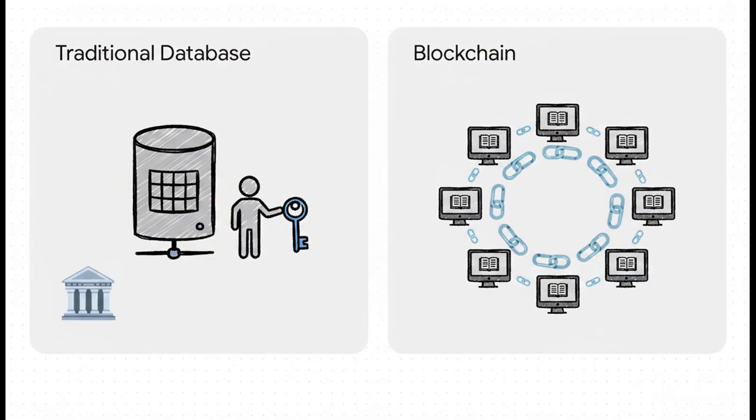A traditional database, like the kind your bank uses, organizes data neatly into tables and is completely controlled by a single administrator. A blockchain, on the other hand, like the one that powers Bitcoin, is a distributed ledger. It's shared across a whole peer-to-peer network where no single person is calling the shots. But how is one of these chains actually built? That's what we're going to dig into next.